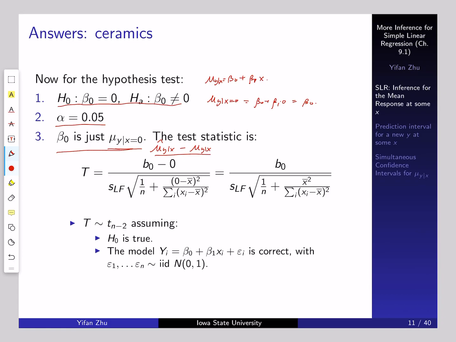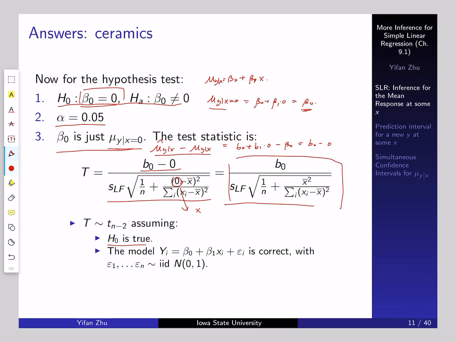And the test statistic is, in the numerator, mu of y given x hat minus mu of y given x. In this case, mu of y given x hat is b naught plus b1 times x, where x is 0, minus mu of y given x. So mu of y given x equals 0 is beta naught. So it is b naught minus beta naught. And beta naught under H naught is 0, so it's b naught minus 0. In the numerator you have b naught minus 0. And in the denominator, it is this formula, and the x is 0 here. So you plug in x equals 0 in the denominator. Then this is the form of the test statistic.